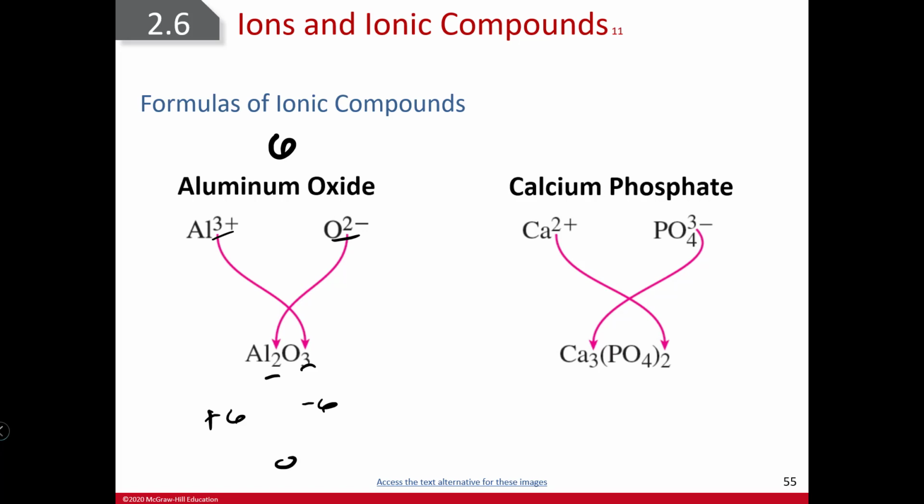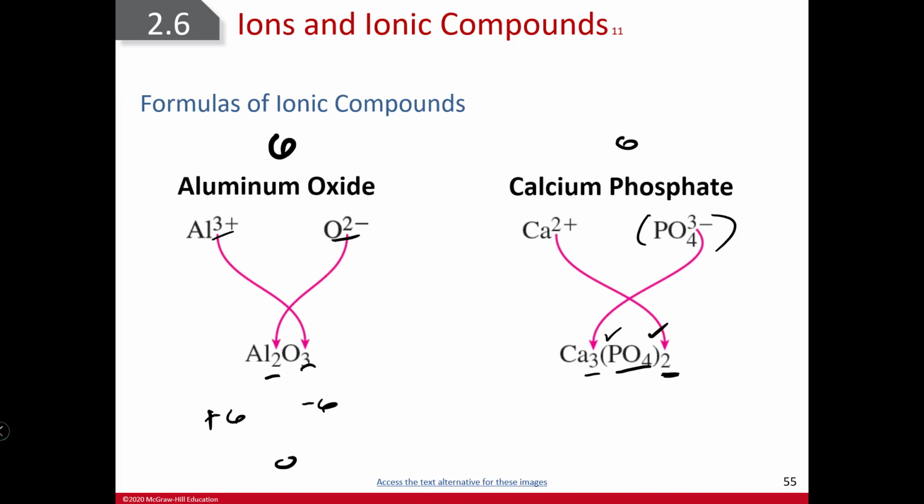Same thing here. What do 2 and 3 go into? 6. I need 3 calciums and 2 phosphates. Now the phosphate's a polyatomic ion. So if you've got more than one polyatomic ion, you do have to use the parentheses here. You have to use the parentheses. If you have more than one polyatomic ion, put it in parentheses and put the number outside as a subscript.